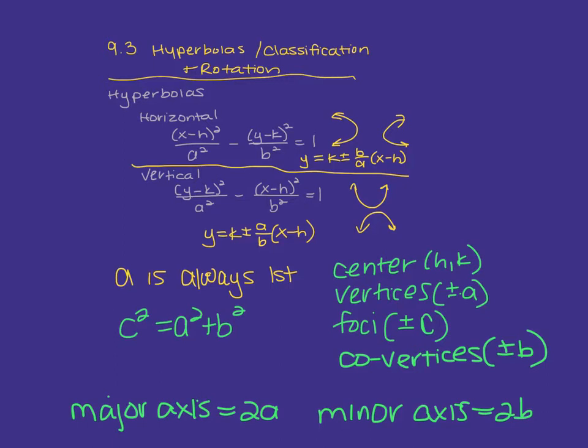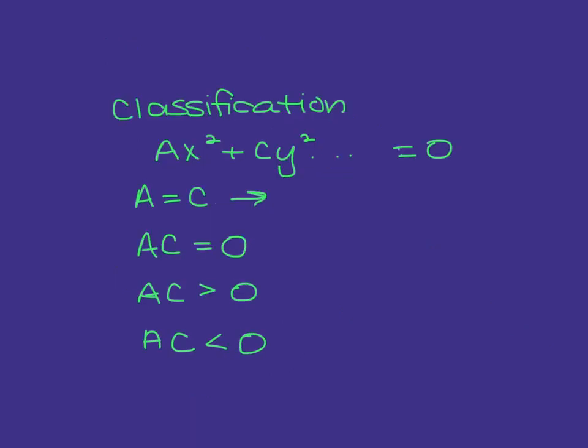And that's important to know, because if they do give us the length of the axis, it's given in order to find the information to find the equation. Questions on hyperbolas? Okay, we did classification.